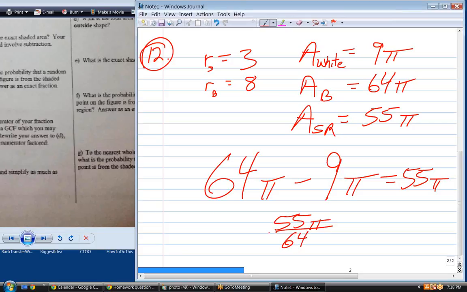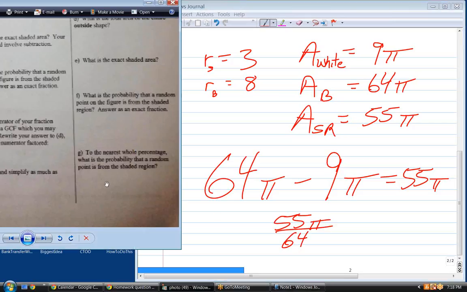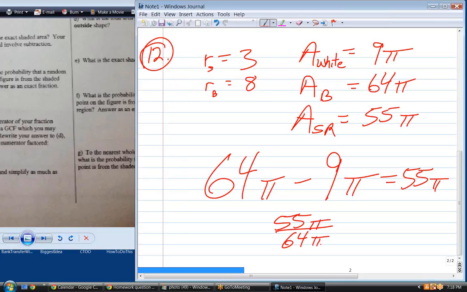Well, no, an exact fraction. In other words, don't give it as a decimal. Answer as an exact fraction. Well, what happens? What's 55 pi divided by 64 pi?